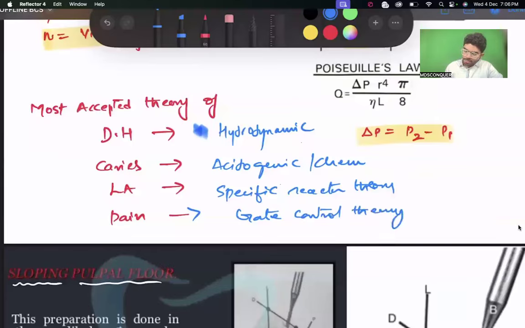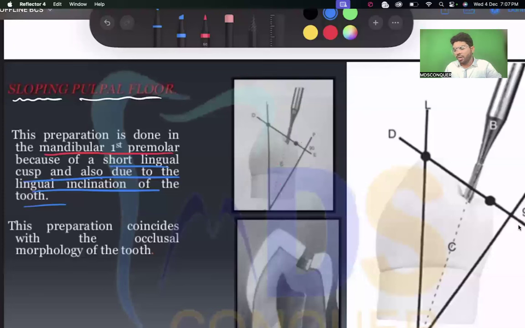Then comes sloping pulpal floor. Whenever you're doing a preparation, let it be a crown preparation or an access opening, preferably on the mandibular first premolar, if you check it out, there will be a short lingual cusp, due to which there will be a lingual inclination of the tooth. So whenever you're doing your cavity or your crown, you have to tilt your bur slightly lingually, by which you can prevent perforation or damage. So this is very specific to the mandibular first premolar.